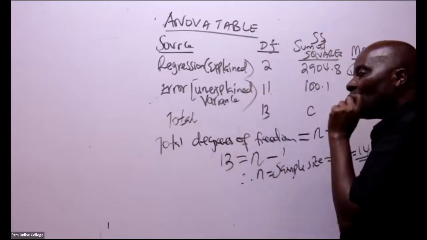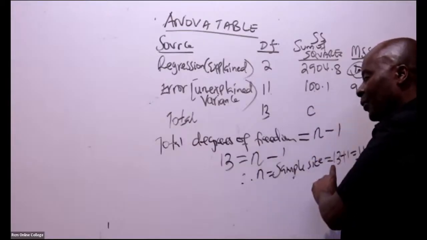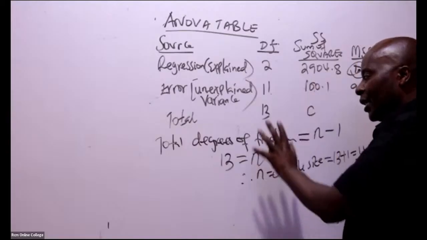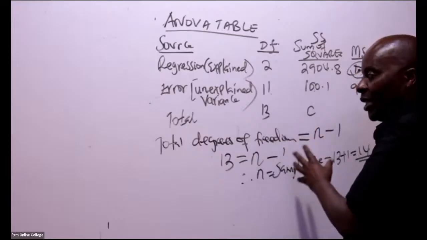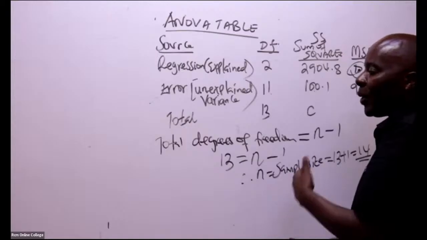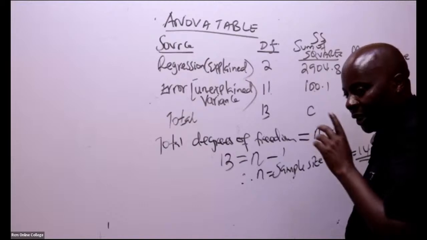You need to know that total degrees of freedom will always be equal to n minus 1. So we'd have taken 14 minus 1 to get 13. This is really critical for my foundation for this particular session: how to calculate total degrees of freedom. If I were you, I would have highlighted this. Total degrees of freedom.